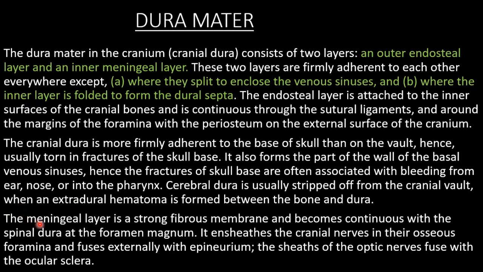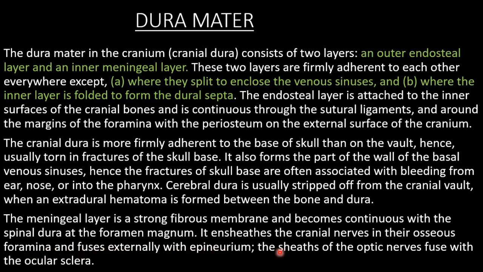Okay. Now, the meningeal layer of the dura is a strong fibrous membrane and becomes continuous with the spinal dura. And see, only the inner meningeal layer is continuous with the spinal dura at the foramen magnum. Okay, it usually ensheathes the cranial nerves in their osseous foramina and fuses externally with the epineurium.